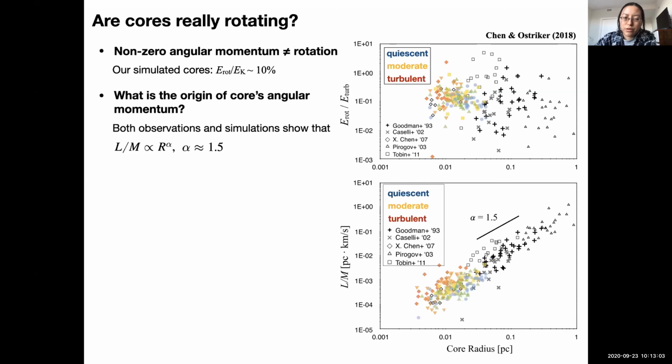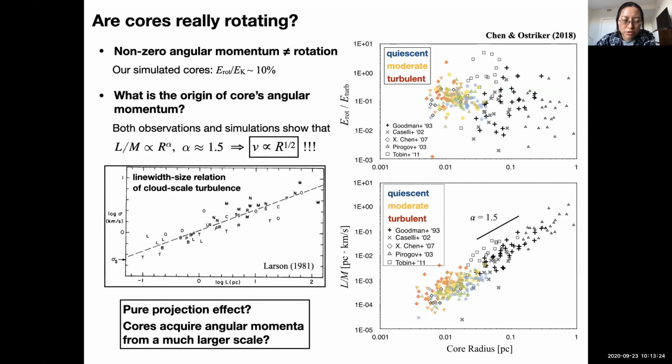The other reason we are interested in this is that when we look at the correlation between the specific angular momentum and the size, we found that both the simulation and observation data seem to follow the same power law, as shown in the plot I showed in the previous slide from these papers. However, we realized that this simple correlation is just consistent with the line width-size relation of the cloud scale turbulence. So does this mean the core rotation is just a pure projection effect from the cloud scale turbulence?